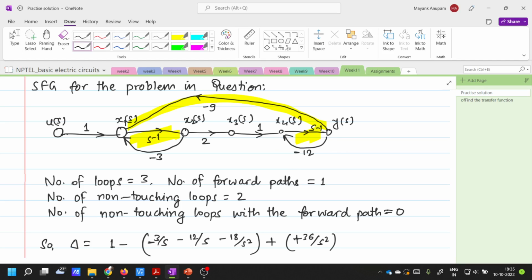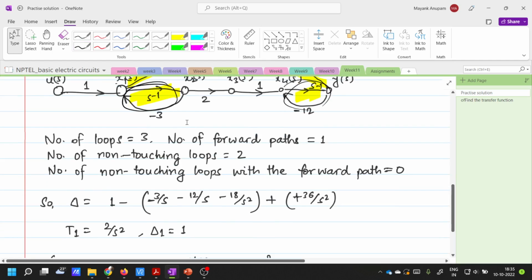So this is x1 here. So what is this loop? This loop is like this, and this loop is like this. So these 2 loops, they are non-touching, right? So they have no nodes in common. No, there are no nodes in common. Fine. So there is only one non-touching loop.